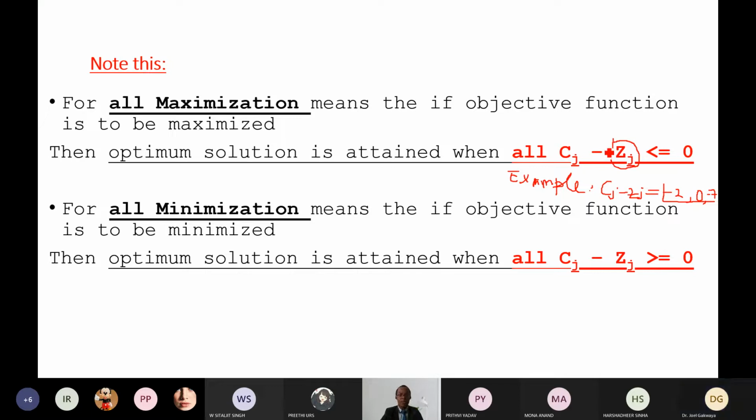Important point. Okay, for all maximization, what does it mean? It means when you have max z, let's say max z is equal to 2x1 plus 3x2. As you can see, this is the max z, which means we want to find the maximum profit. All right.